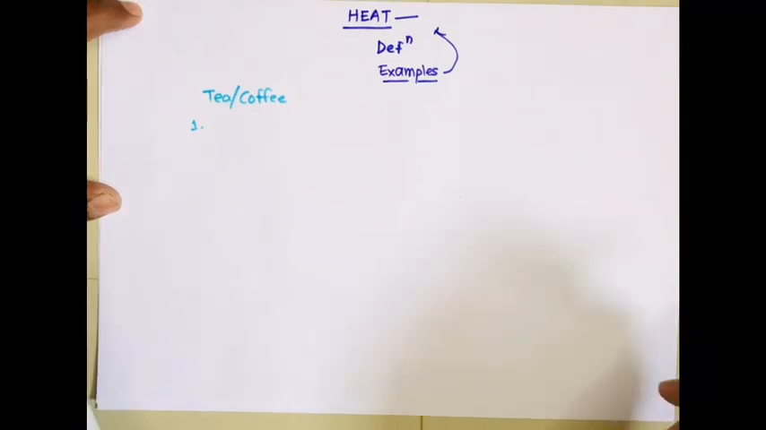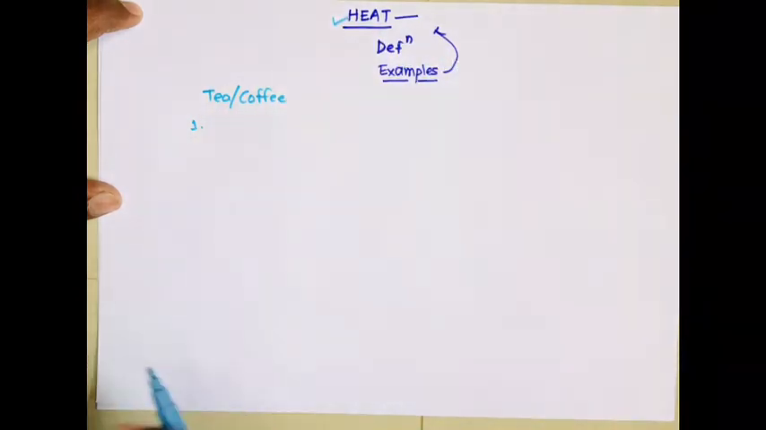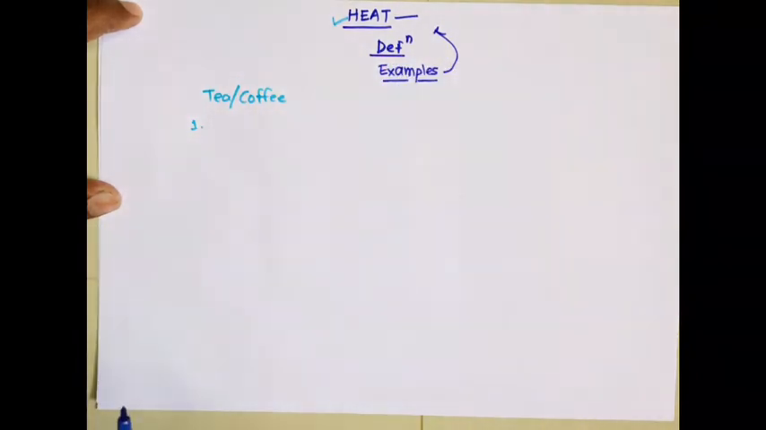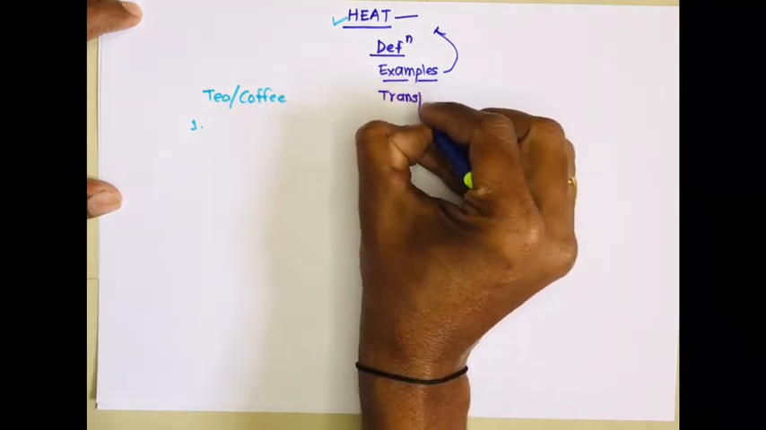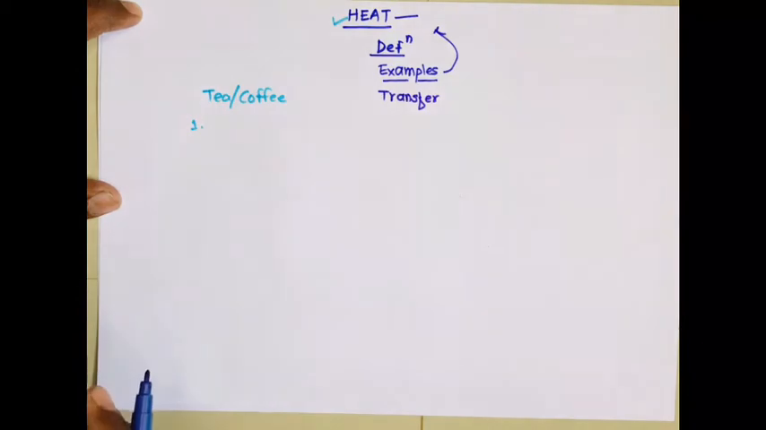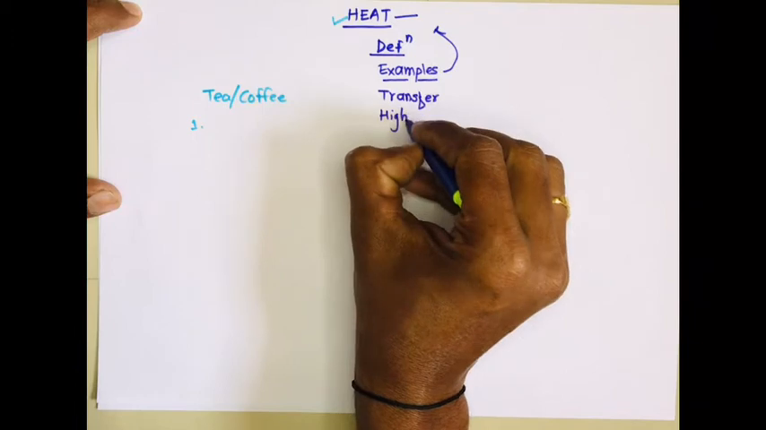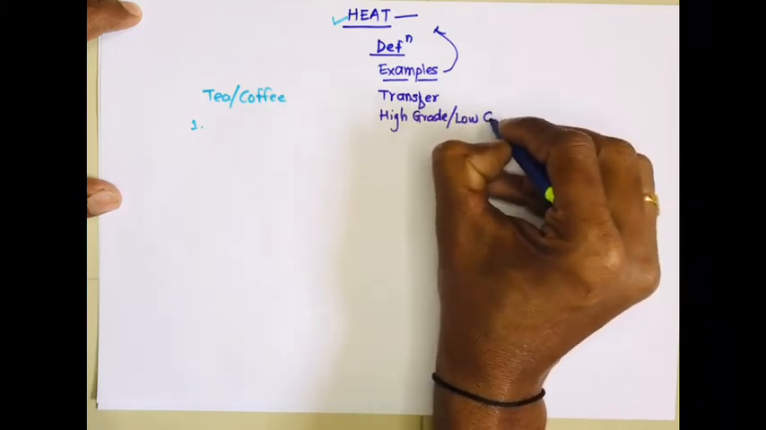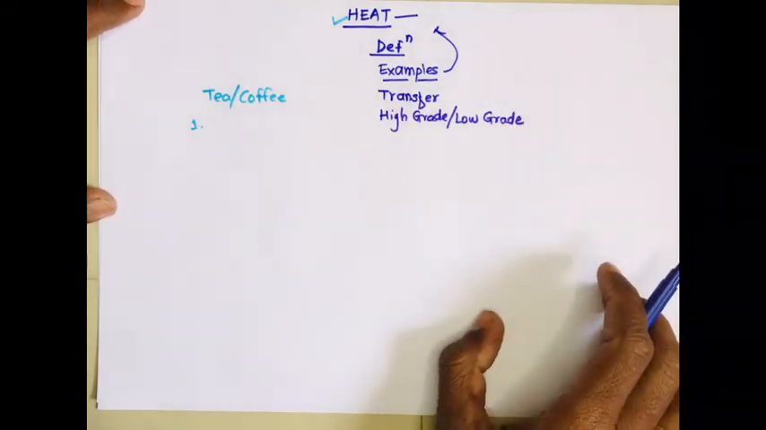Hello friends, in today's very special lecture we are going to understand the term heat. We are going to understand the definition of heat, what are the different examples of heat, and how heat transfer takes place. Along with that, if time permits, we are going to study whether heat is high grade energy or low grade energy, depending upon the availability of time. Now let us start.